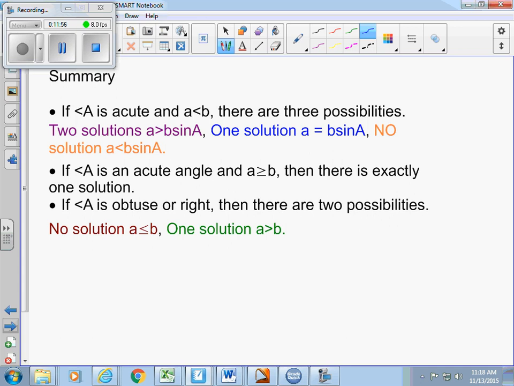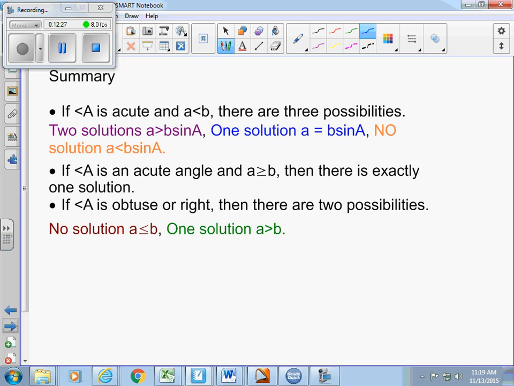If angle A is acute, so if the given angle is acute, and the side opposite that angle is smaller than B, there are three possibilities. Two solutions, if the side is greater than the height. One solution if the side equals the height, and no solutions if the side is less than the height. So that's going to be the one that we are the most concerned with.